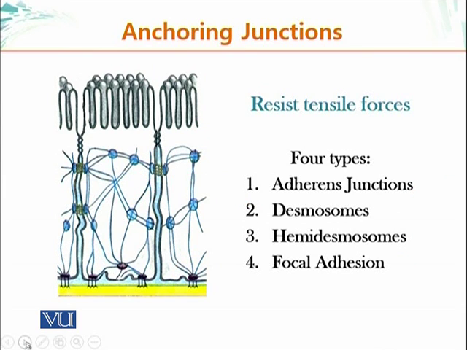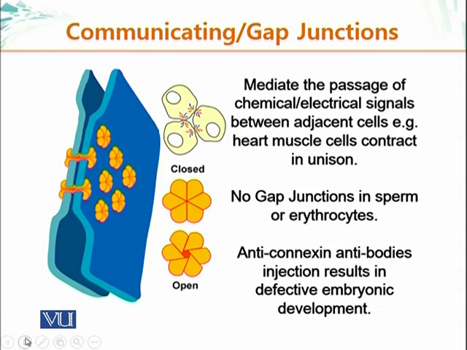The next category of cell junctions I'm going to talk about are the communicating junctions, also referred to as gap junctions. They mediate the passage of chemical or electrical signals between adjacent cells. For example, heart muscle cells contract in unison. Not all the heart muscle cells are innervated by a nerve. So when the cells which are innervated by a nerve are stimulated, they can pass on the signal to the adjacent cell via these gap junctions.